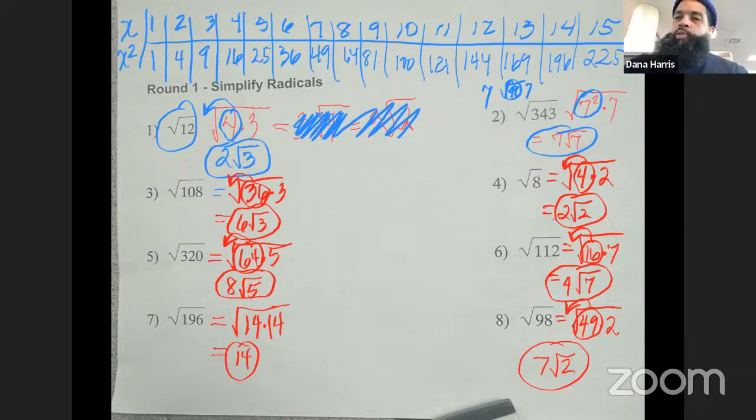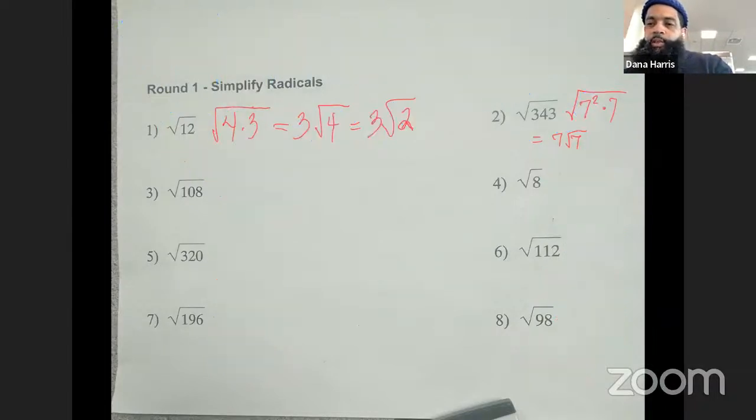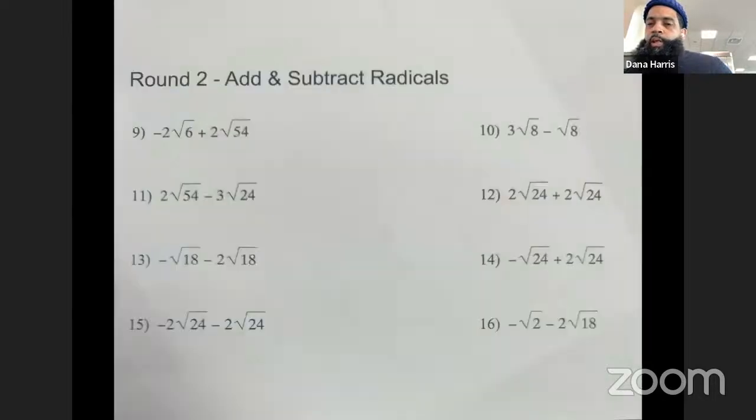So you can use this chart at the top to kind of help you with these. Okay. So now let's go to addition and subtraction. So we're going to do the same thing, but we have to add and subtract. Now, in order to add or subtract radicals, you have to have the number on the inside of the radical be the same.